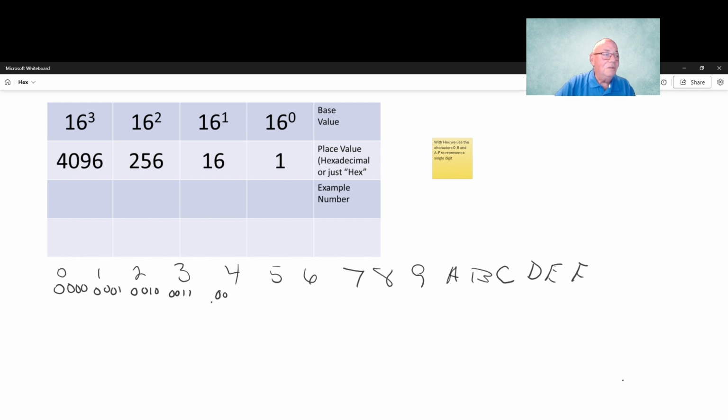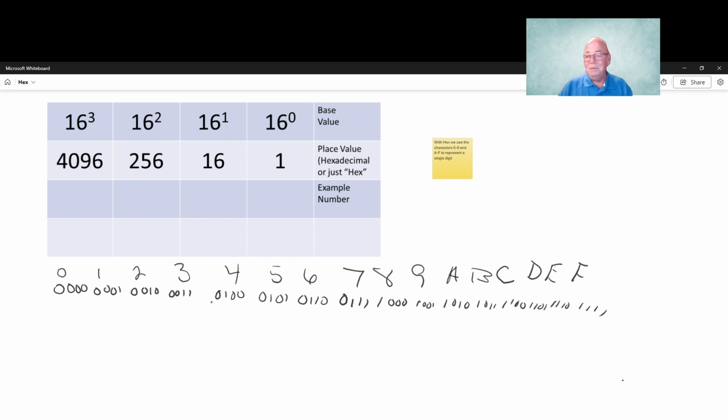So 4 is 0100, and then 0101. About this point, I would typically be asking you, okay, what's 6 going to be? 0110. Then 0111, and then 1000, then 1001, and then 1010, then 1011, then 1100, 1101, 1110, and 1111. Okay, that's your binary equivalence of all your hexadecimal numbers.